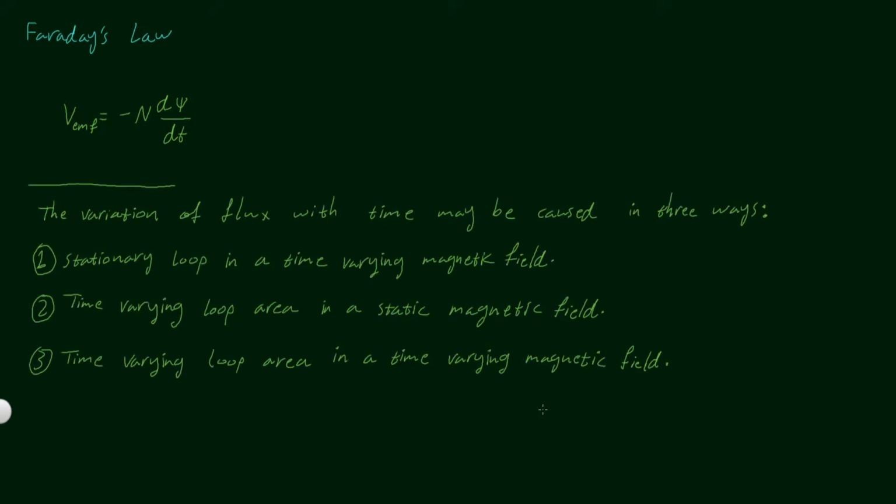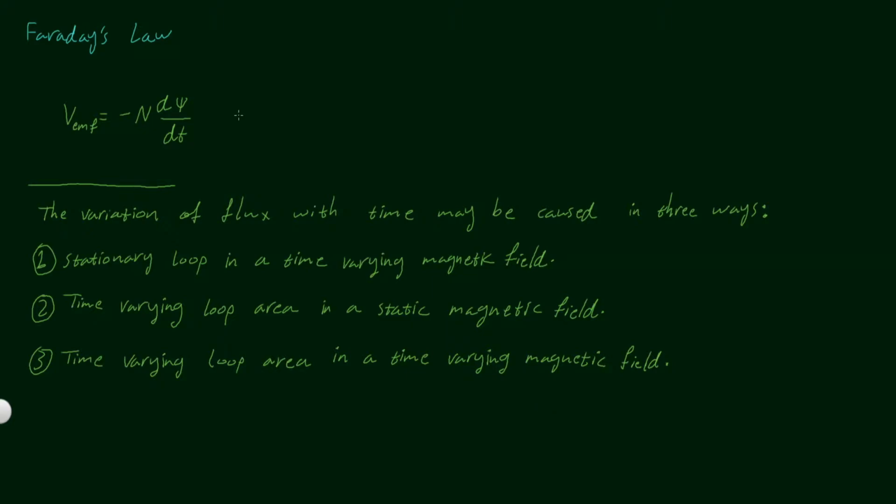The variation of flux with time may be caused in three ways. The first way is to have a stationary loop in a time-varying magnetic field. The second way is a time-varying loop area in a static magnetic field. And the third way is to have a time-varying loop area in a time-varying magnetic field.